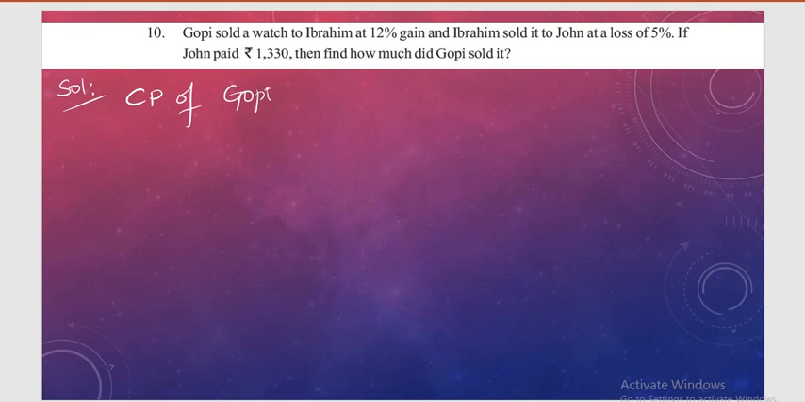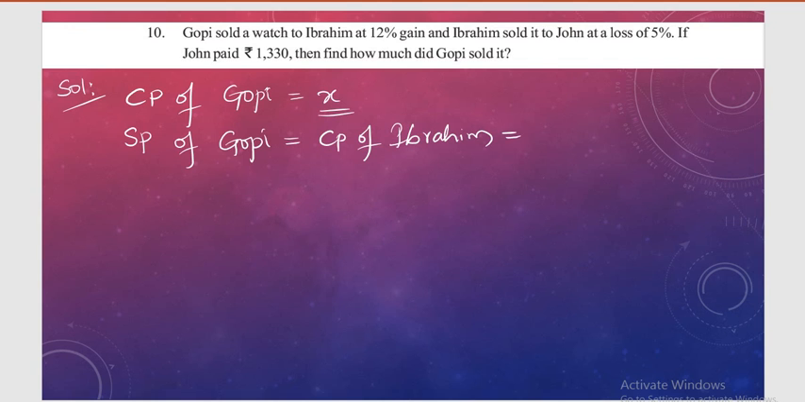So, cost price of Gopi. Let the cost price of Gopi be some X rupees. Next, what I am doing? The selling price of Gopi is nothing but equal to the cost price of Ibrahim only, no? So, the selling price of Gopi is equal to the cost price of Ibrahim, right?